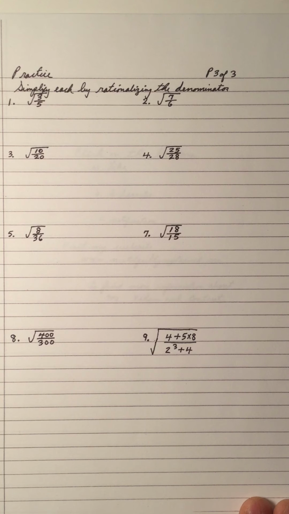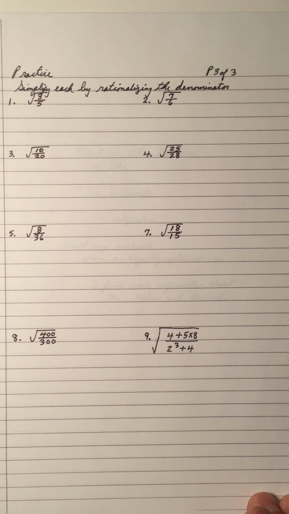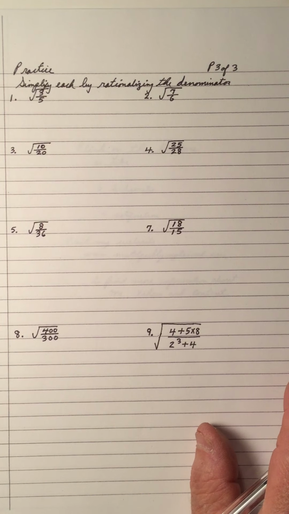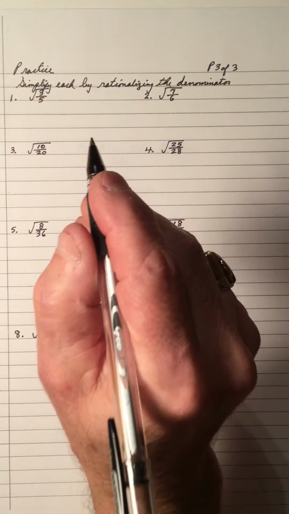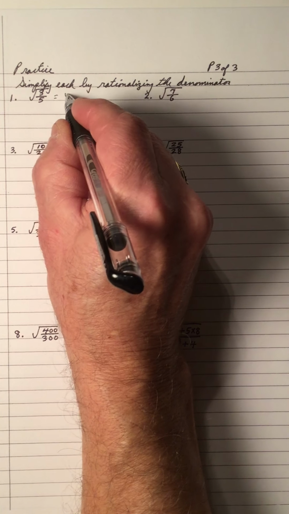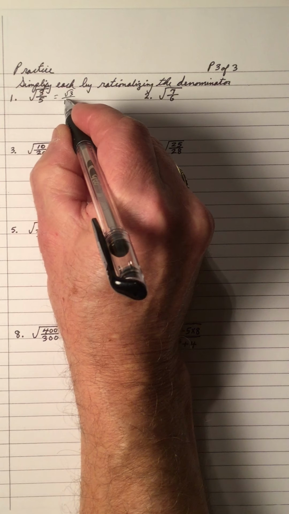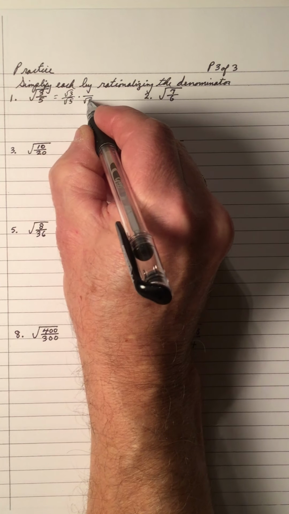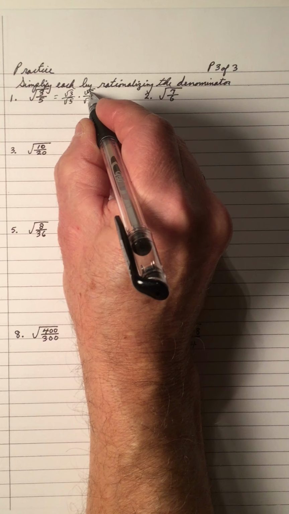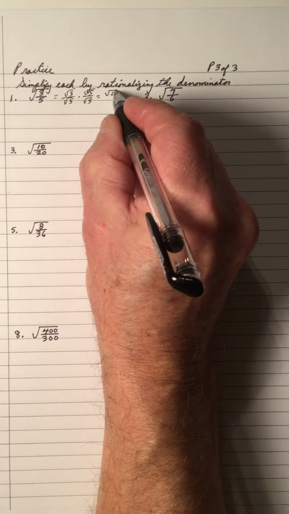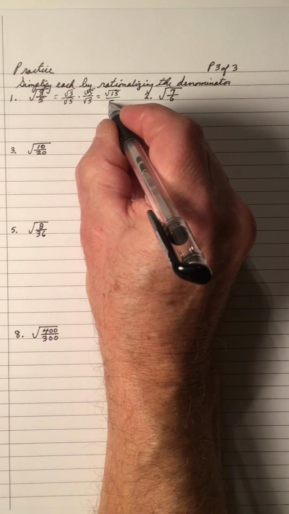Practice. Practice means pause the video and work them out. So you've got 9 to do here. Here we go. Do one at a time. So 3 over 5 can't reduce, so that's the same as root 3 divided by root 5. Conjugate of root 5 is root 5, top and bottom, to balance it. So that gives me root 15 over 5.